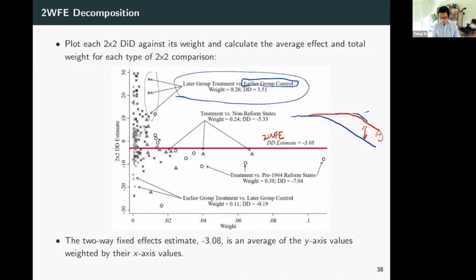Because for late adopters, it should also be negative compared with the correct baseline. And unfortunately, because these weights are fairly low, the x-axis is the weights, the weights are fairly low, it does not affect the two-way fixed effects DD estimate that much. But as you can see, there's a bunch of wrong estimates here. Okay. All right.